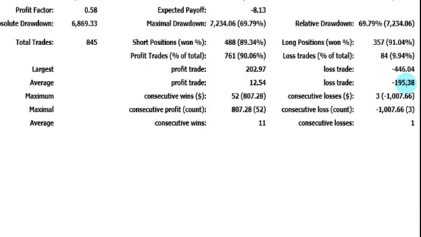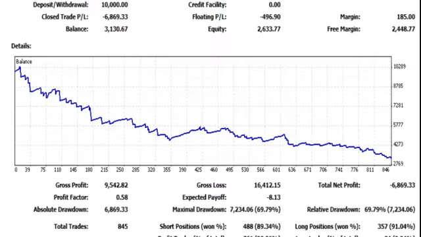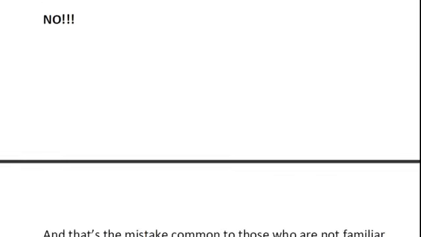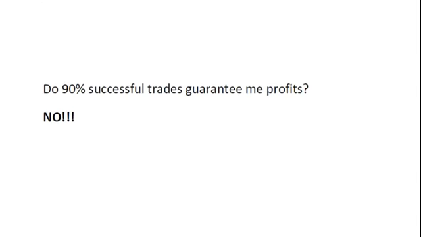Is it possible to make money with that? No. Here is the proof. So the next time you see something like that, someone saying I have a strategy that makes 90% successful trades, don't believe it. There is no Holy Grail, there is no magic, there is simplicity. And keep it simple, you will make money.